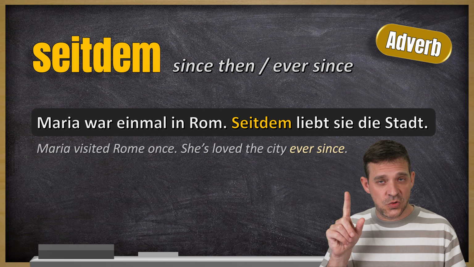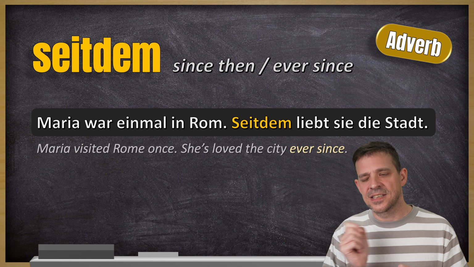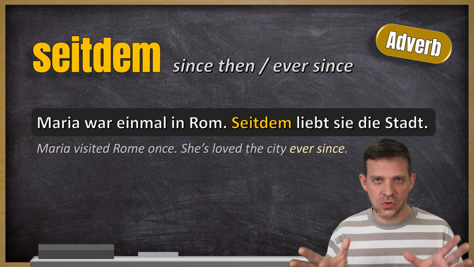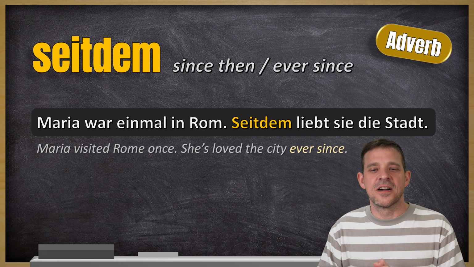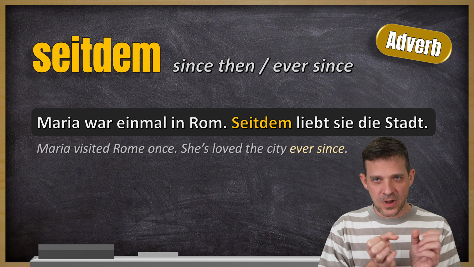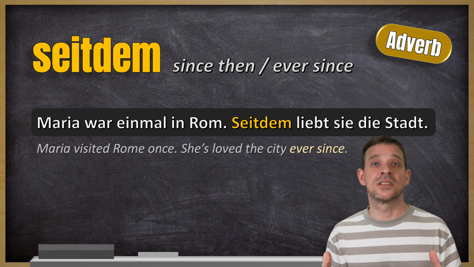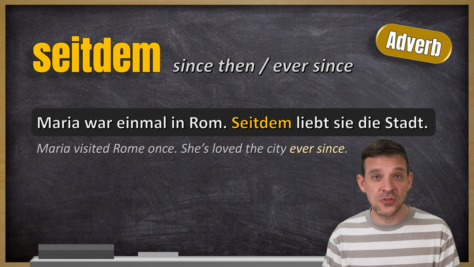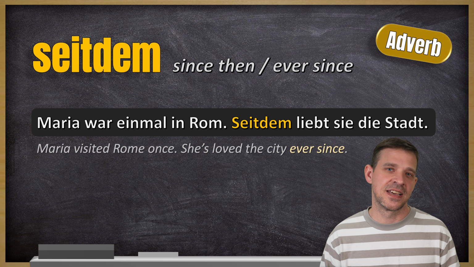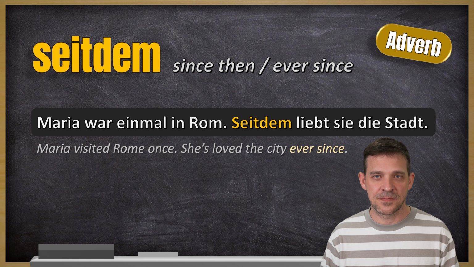Now here we have two sentences actually, right? Maria war einmal in Rom, Punkt. Seitdem liebt sie die Stadt, Punkt. Two sentences and you start with seitdem. But you cannot put it the other way. So you cannot say "Seitdem liebt sie die Stadt" alone. People wouldn't understand what you mean, what to refer back to. So you need to have this information in the first sentence, that she was in Rome once.